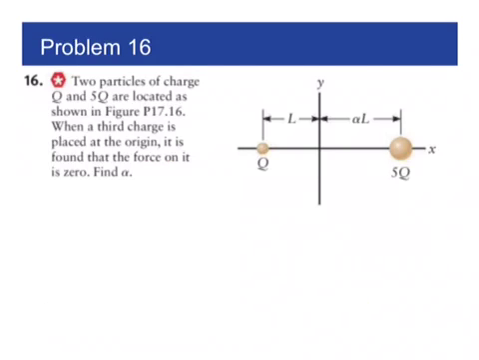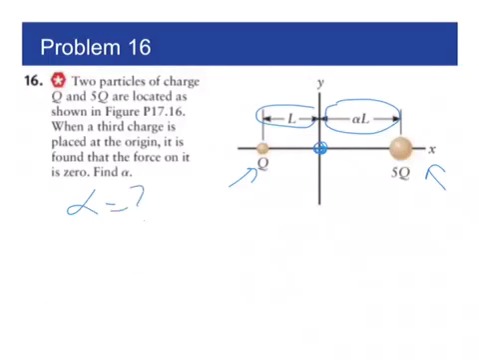Let's solve problem 16. That's the last part of this segment. There are two particles of charge Q and 5Q, located at distance L and alpha L from the origin. Then we place a third charge right here at the origin, and it's found that the force on it is 0, so it doesn't move anywhere. The question is: find alpha.